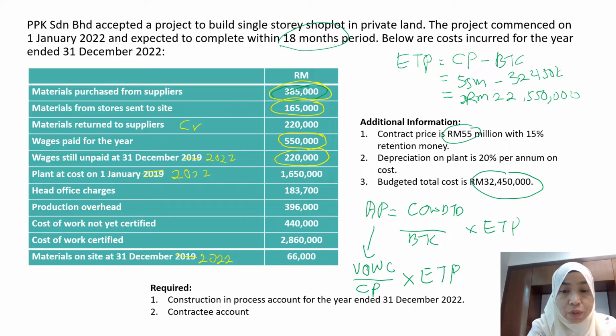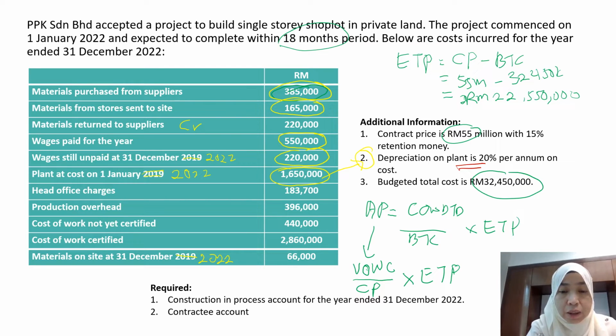Plant at cost, 1,650,000, also you debit to your construction in process. But remember, you have depreciation expense at 20% per annum. So cost minus depreciation expense, you will get the net book value. The net book value for plant you will record into construction in process on the credit side. The balance, the net book value, is recorded on the credit side.